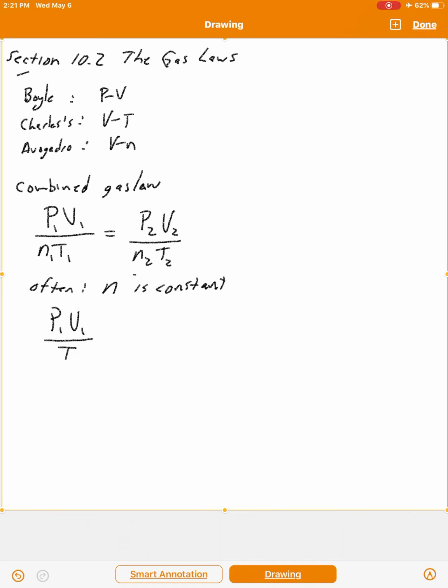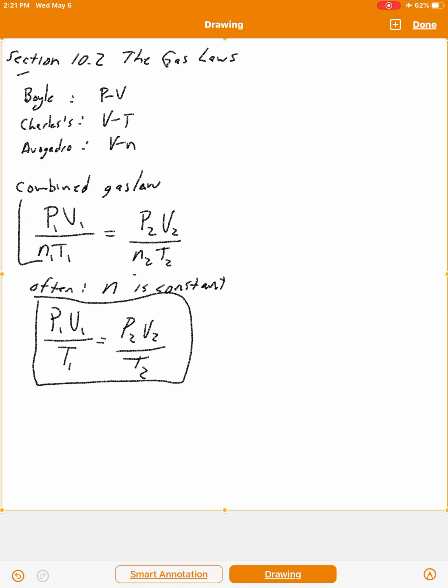P1 V1 over T1 is equal to P2 V2 over T2. Okay. So that is an alternate form of the combined gas law if the number of moles of gas is constant. You're more likely to see this relationship than you are the first one. Okay? These are fun problems to work on. They're easy, they're proportionalities, they're really neat. So practice as many of these as you can, and you'll be an expert on these gas laws.